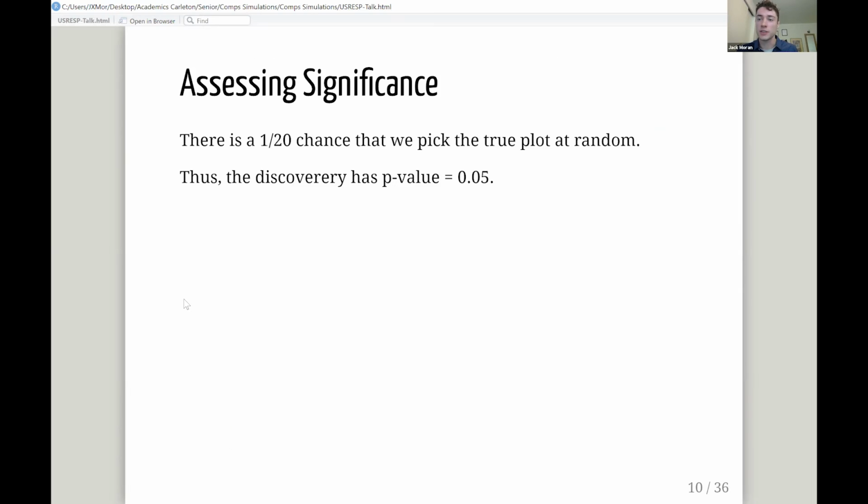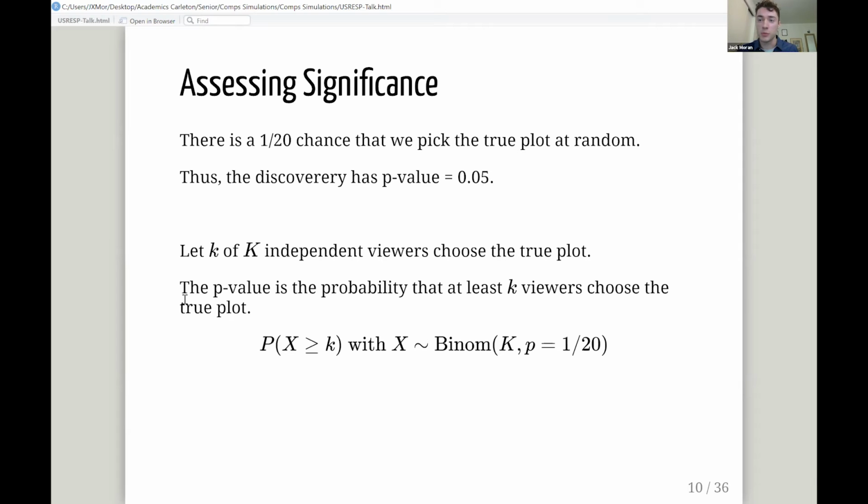And as far as significance goes, there's a 1 in 20 chance that we pick the true plot at random, and that corresponds to a false positive rate of 0.05 or a p-value of 0.05. But that's with one person. And if we have many people, if we let small k of K observers choose the true plot, then the p-value is the probability that at least k viewers choose the true plot. And it follows this binomial distribution, so it's very easy to calculate.